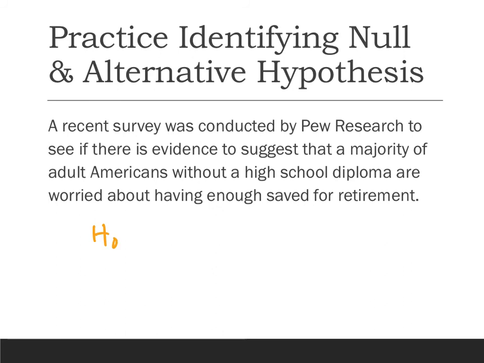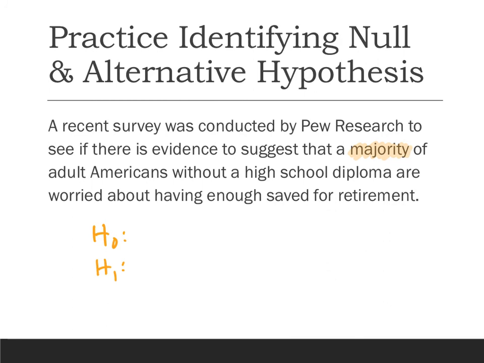All right, so now we've got another survey conducted by Pew Research to see if there is evidence to suggest that a majority of adult Americans without a high school diploma are worried about having enough saved for retirement. Now, there are no numbers, there are no symbols. This could really get difficult to figure out if we don't, again, read and look for those keywords. So the keyword we have here that helps us is majority.